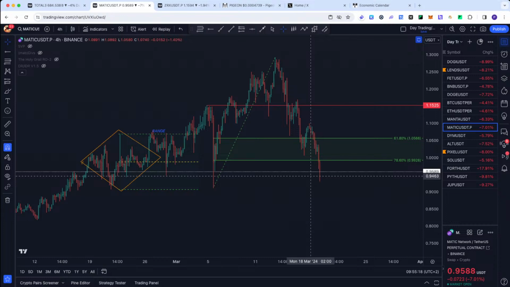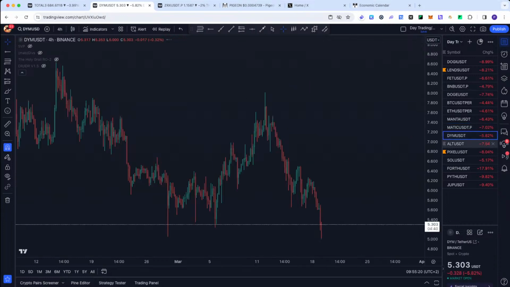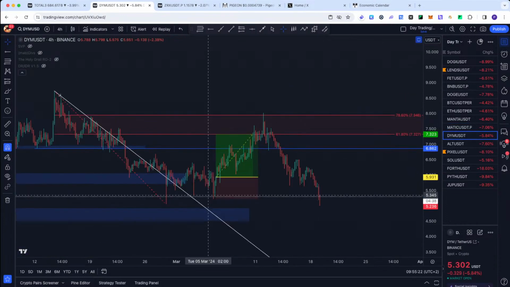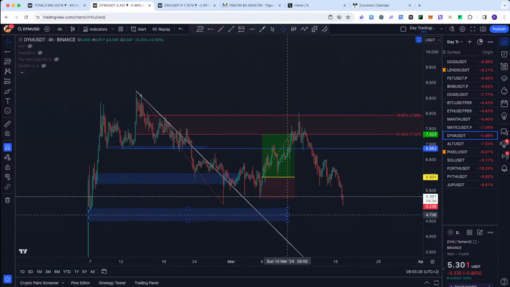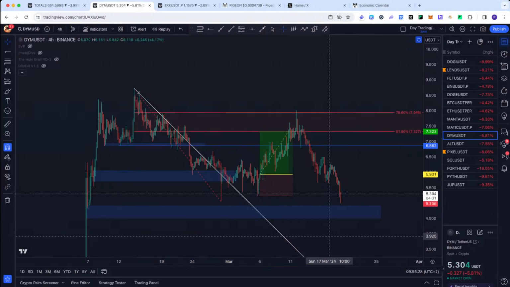Dimension. Yeah, same idea. We made a nice trade. I said I'll wait here. And I'm waiting here. You can see it's close to that level. We'll touch it. We'll form a W here. Let's wait and see.